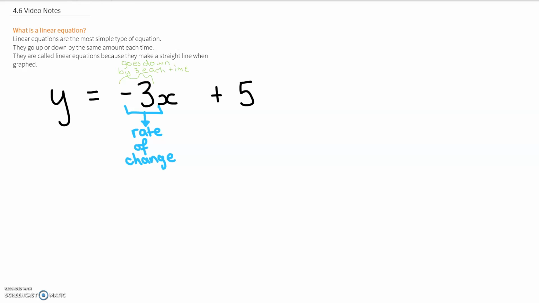And the other key part of the equation is this part here. So this part says that we start the pattern on 5 when x is 0. So because this is where it starts, we call this the starting or the 0th value, because it's where x equals 0. So we're going to do a few examples today where we find the rate of change and the starting or 0th value and use those two pieces of information to write the equation. So if you've got these two, you can write a linear equation.